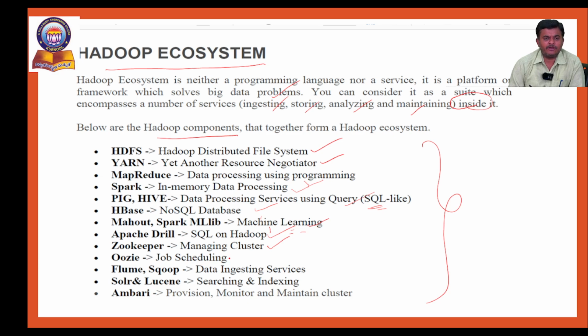Oozie is for scheduling jobs to run in the Hadoop file system. Flume and Sqoop are data ingesting services. Solr and Lucene are used for searching and indexing the data. Ambari is used to provision, monitor, and maintain the cluster, so you can add or remove systems in the cluster. So these are called the Hadoop ecosystem.